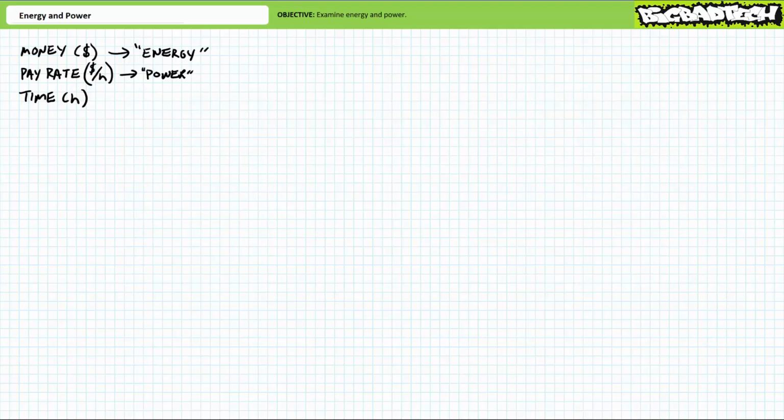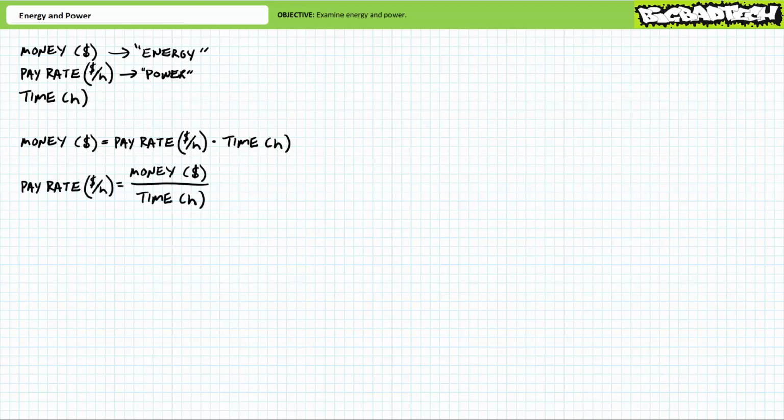If you take a look at the units, it all makes sense. Your pay rate is power, and power is expressed in dollars per hour, or energy per unit time. The units make sense. To calculate how much money you've earned at the end of the week, multiply your pay rate by the number of hours you work. Dollars per hour times hour yields dollars.